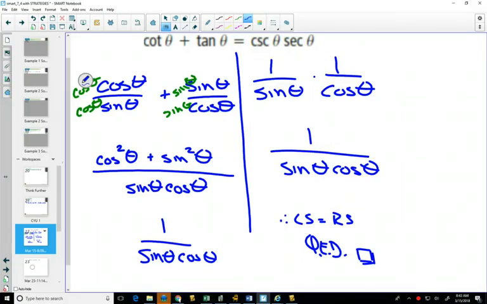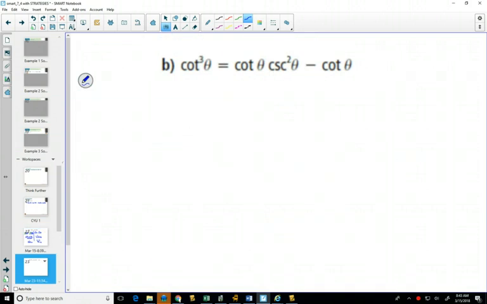The second proof. Cotangent cubed equals cotangent cosecant squared minus cotangent. So again, what I modeled in the last one for you guys was some pre-thinking. Sometimes you can just go into an identity and just start changing things, just sort of like changing things as soon as you see them. Oh, cotangent, I'll change it to cos over sine. Or cotangent, I'll change it to 1 over tan right away. Because it's an identity and I should prove something.